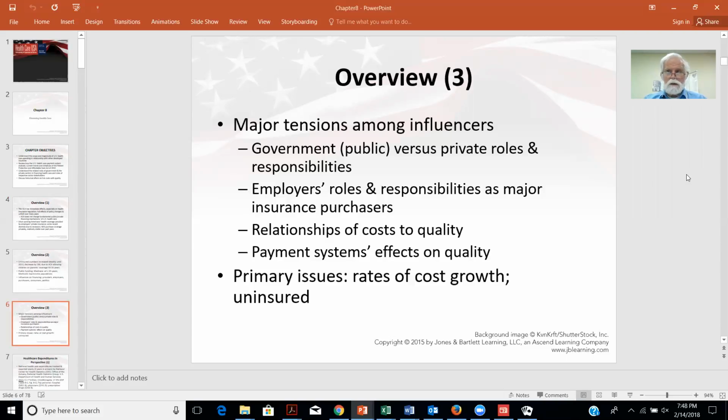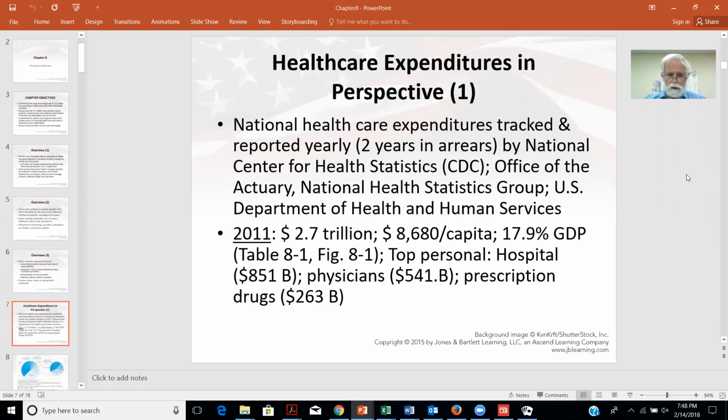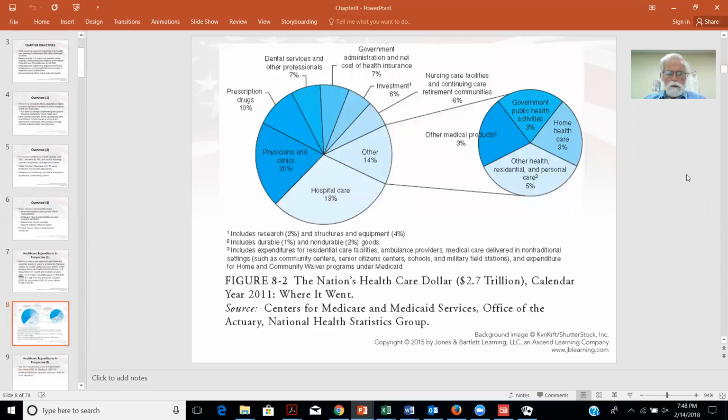Also, we have seen an inflation rate in healthcare that is just very much in excess of inflation in the society. The number here of $2.7 trillion in 2011 is more like $3.25 trillion now, the last couple of years. We can look at these numbers. We can see where the payments are going.